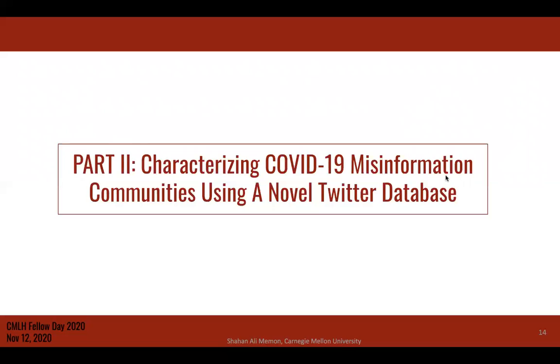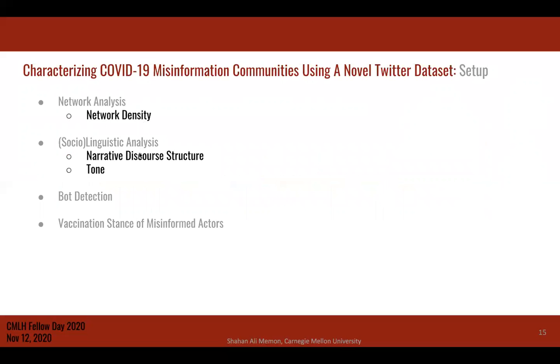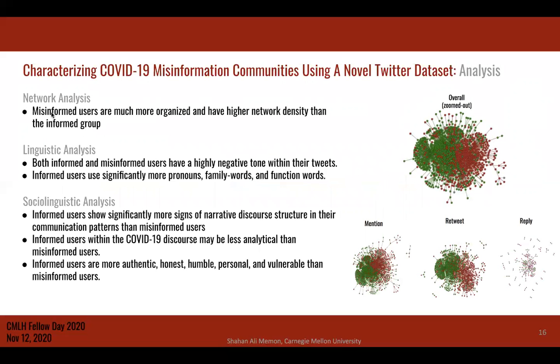In the second part, we look at COVID-19 discourse. We measure the network density, the narrative discourse structure, we compare the tone. We also look at the proportion of bots within the discourse. And we were also interested in finding out the proportion of misinformed users within the COVID-19 discourse that were also anti-vaxxers. What we found was, in terms of the network analysis, we found the very similar thing as before, which is that misinformed users are much more organized and have higher network density than the informed group. Both informed and misinformed users have a highly negative tone within their tweets.